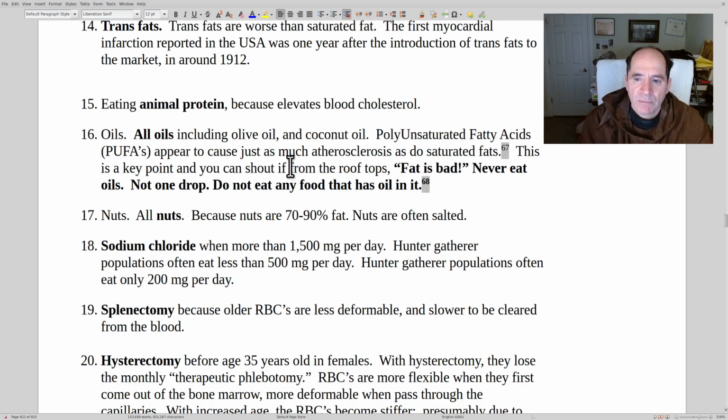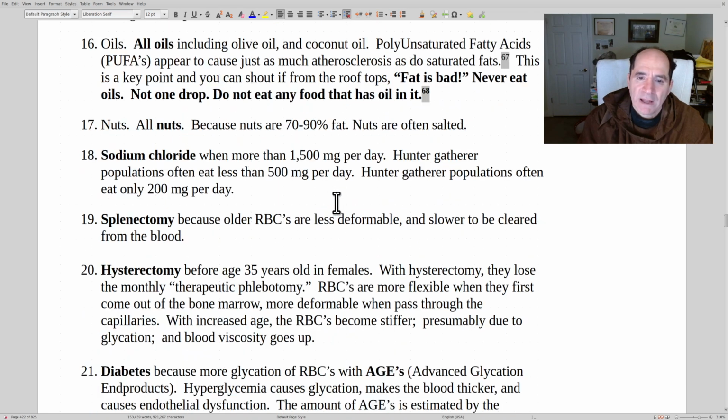All oils are bad for blood flow. Fat is bad, like Nathan Pritikin said. You never want to eat oils, not one drop. All nuts are real fat, 70 to 90% fat. So I don't eat them. I recommend avoiding nuts, just like Esselstyn does. Sodium chloride, that contributes to hypertension. I've talked about that separately. Hunter-gatherers usually eat around 200 milligrams a day, maybe as much as 500, but really not too many milligrams per day.